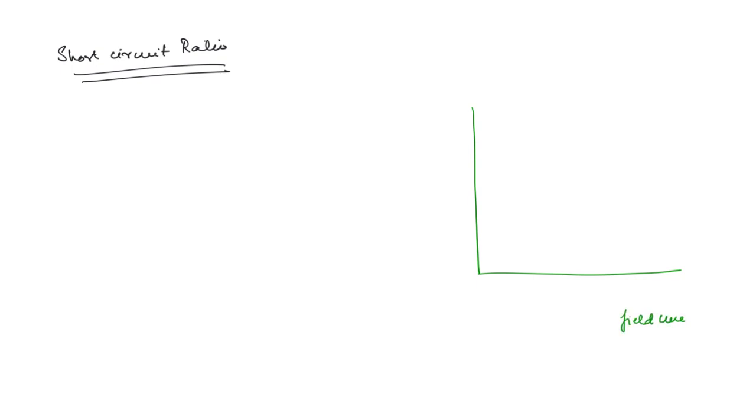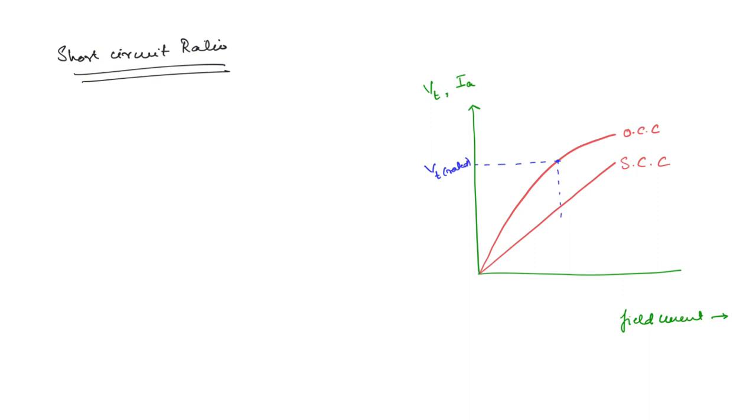Okay, so what is this and why is this important? First we will see what this short circuit ratio is. If you consider the open circuit and short circuit characteristics on the same graph, this is the field current axis, and the voltage we can take here as well as the armature current. So the OCC is going to look something like this, this is the open circuit characteristic, and the short circuit characteristic is going to be somewhat like this, right. Now say the rated voltage is somewhere here. This is VT rated. Then what is the field current at this point? Let this be IF dash.